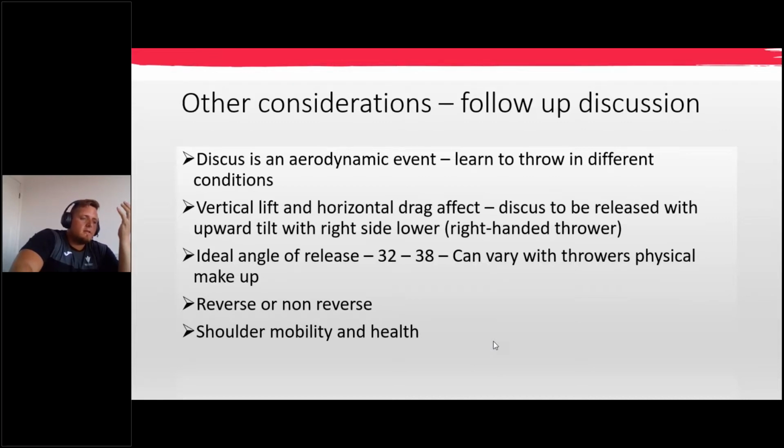So we've got vertical lift and horizontal drag. Discus release with the upper tilt, right side lower. This is the right-handed throw. Ideal release angle is 32 to 38 degrees. I don't want to go into it here, but that can vary with physical throwers. If you're 6'10" or if you're 5'8", it does vary, okay? Reverse and non-reverse, and shoulder mobility. Someone I haven't been using in this slide is young Harry Davis from West Wales, and Matthew Ross is doing a fantastic job with him in Swansea. His shoulder mobility, his shoulder health, and his relaxation are absolutely impeccable, something Jay Morse has as well. These things are very important and are normally overlooked.